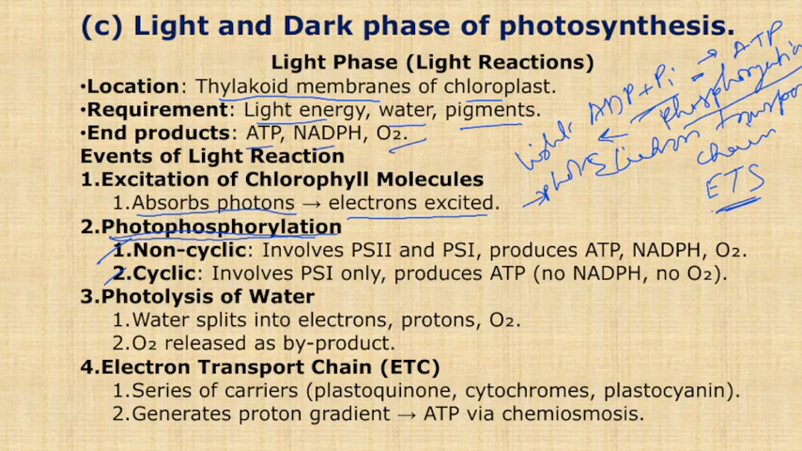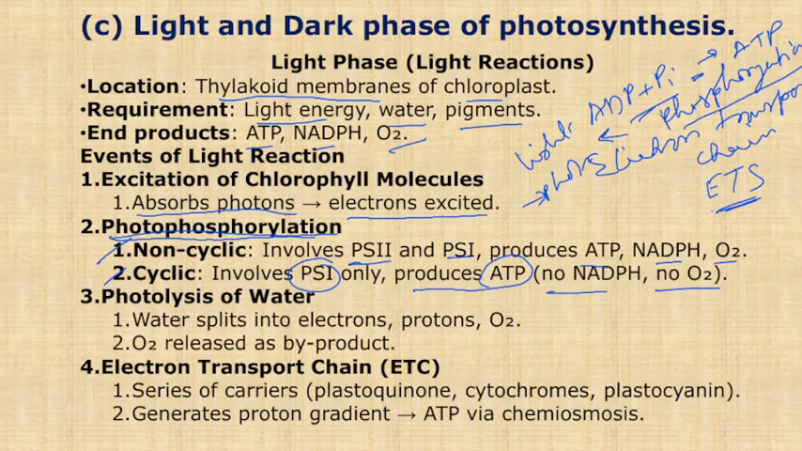Non-cyclic phosphorylation involves both PS1 and PS2, and it produces ATP, NADPH and O2. Whereas in the case of cyclic, only PS1 is involved and it only produces ATP. No NADPH, no O2 will be produced.